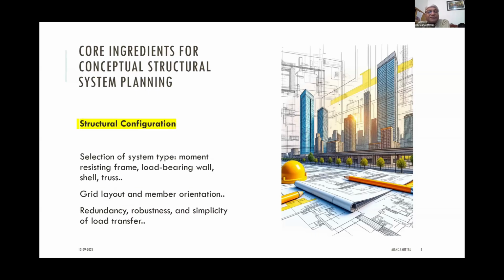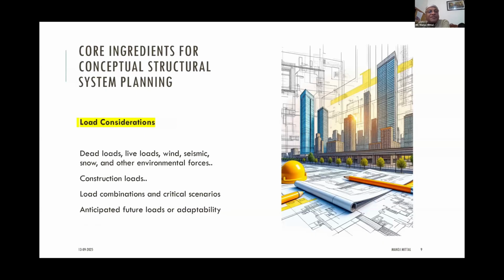Then we also have to consider the structural configuration, which is our core domain. That is about the selection of the system, like moment resisting, load bearing, or dual system, or whatever. And we also need to decide the grid layout, member orientation, and all those things based on the codes. And the load consideration: we need to consider all kinds of loads which are input to our structural system, which may be dead, live, wind, seismic, maybe static, concentrated, vibratory, cyclic, or any kind of load which is expected to come on the structure, and the combinations, all to be covered as per the IS code. I think you already had a lecture on the IS code and its importance in the conceptual planning stage.